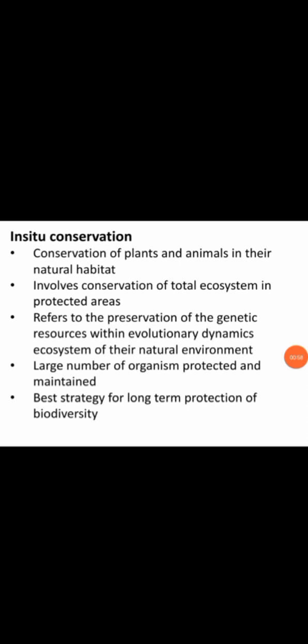A large number of organisms is protected and maintained. It is the best strategy for long-term protection of biodiversity. Examples of in situ conservation are national parks, wildlife sanctuaries, biosphere reserves, natural world heritage sites, conservation and community reserves, etc. So let us move to national park.